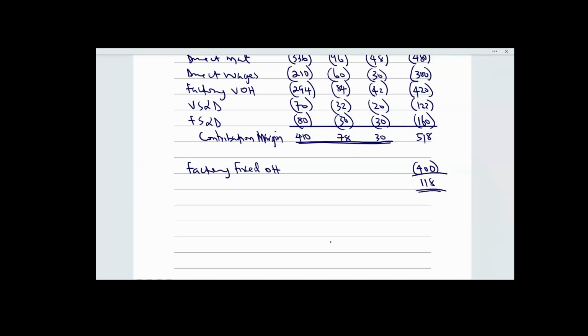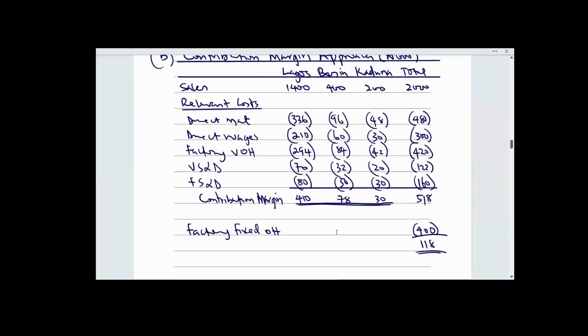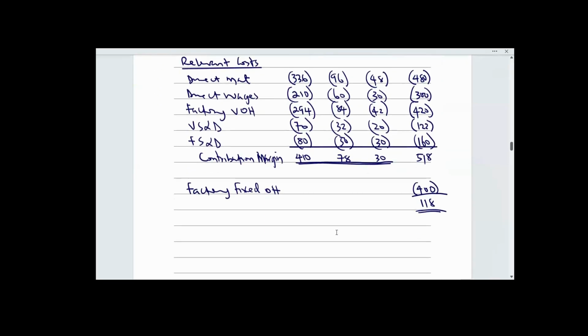118,000. Because we are using the contribution margin approach, each of the depots will not bear the fixed overhead. They will not share in the fixed overhead. That means you have to stop at contribution for each of the depots. So that's what you need to do here, and that's what we have done. This 118 is called net profit or loss. The examiner is not asking you to make a decision. You have to just prepare the contribution margin approach.